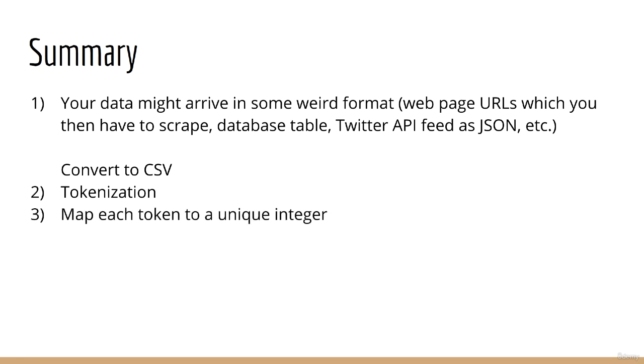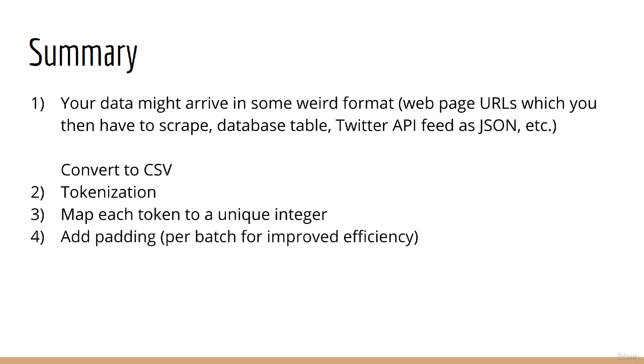Third, once you have your documents encoded as lists of strings, you need to convert each of those tokens into an integer representation. That means you need to assign or map each token or word to a unique integer. And in addition, you'll need to convert each sentence from a list of strings into a list of corresponding integers. At this point, your dataset consists of nothing but lists of integers. Finally, you'll want to perform padding so that your dataset, or at least each batch, has the same sequence length.